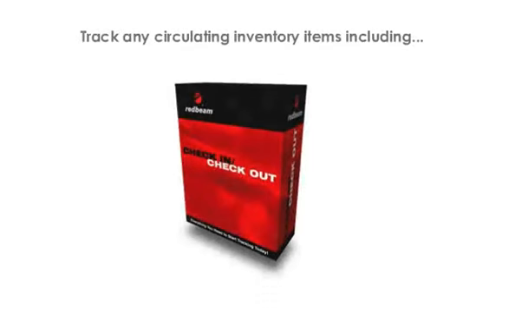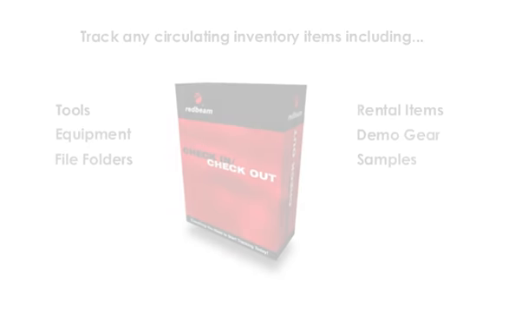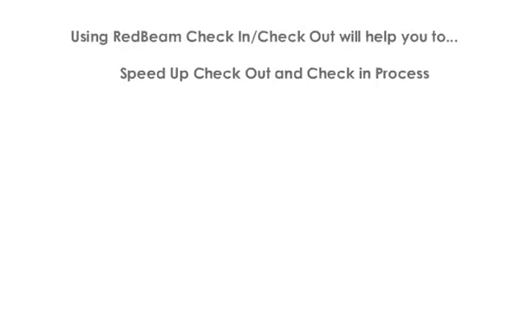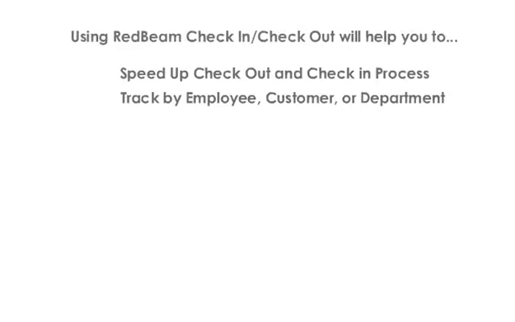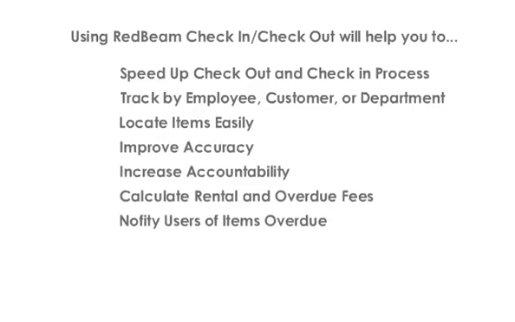With RedBeam Check-In Checkout, you can track any circulating inventory items including tools and equipment, file folders such as legal or medical files, rental items and demo gear, or sample items such as laboratory or product samples. Using RedBeam Check-In Checkout will help you to speed up the check-in and checkout process, track by employee, customer, or department, locate items easily, improve accuracy, increase accountability, calculate rental and overdue fees, notify users of items overdue, and track item usage.